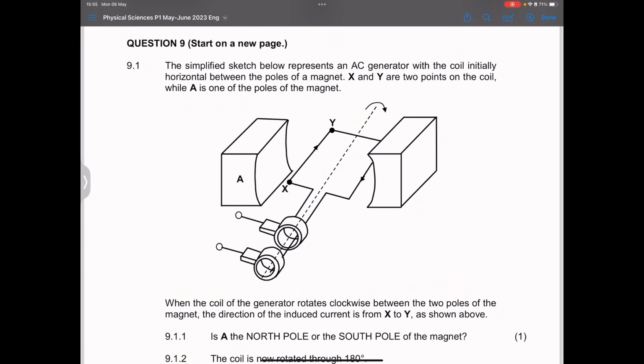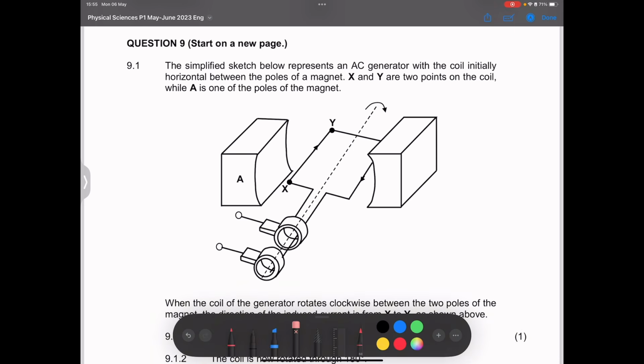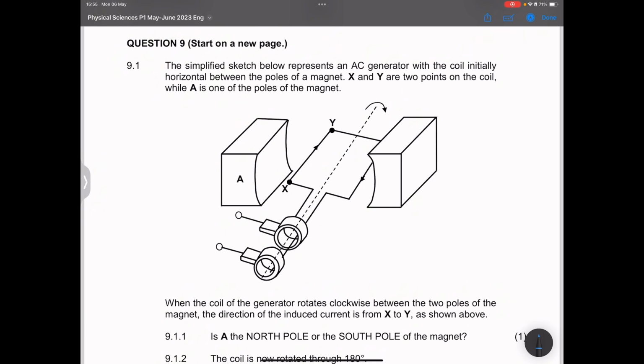Now, ladies and gents, please remember, because we're dealing with the generator over there, you're going to use the right-hand rule. So if you note, that's the direction of your current. So that's your forefinger, the one next to the thumb, pointed in that direction. And now you can see that they're rotating this thing clockwise, meaning your thumb would be pointed upwards.